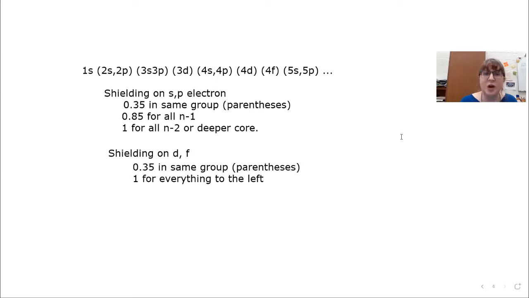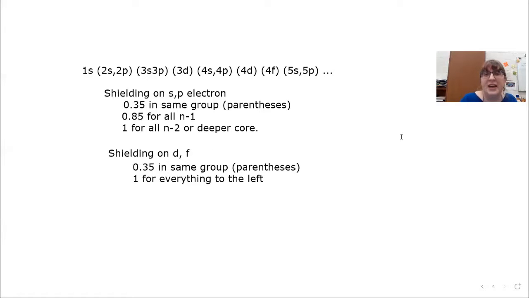And then on the d and the f, within the same group, it's going to have a 0.35, just like for the s and the p electrons. For the s and the p, that means that both kinds of electrons shield at 0.35. But we don't really have to consider anything outside of that parentheses because there aren't any others that have the same n level. For a d electron, the only thing inside the parentheses is a d electron. So when we say 0.35 in the same group, we mean other d electrons at the same energy level.